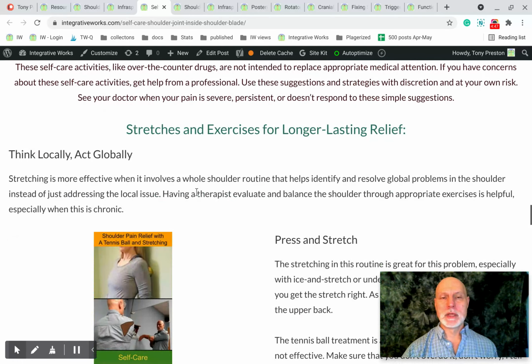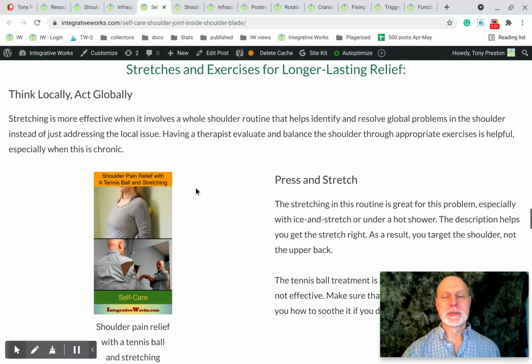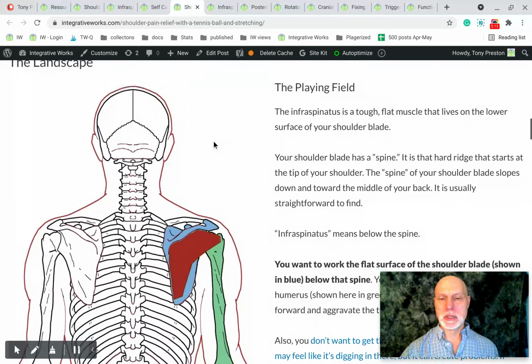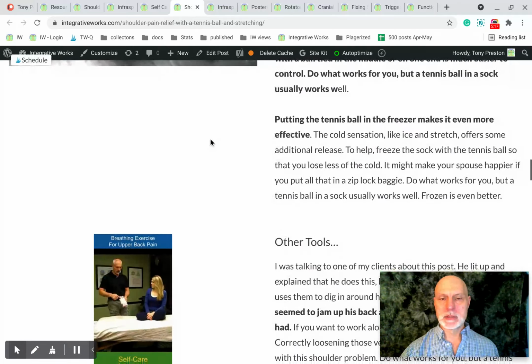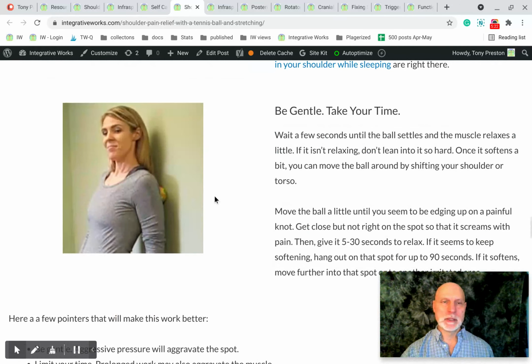Then it goes on to say, here are some stretches and exercises for longer lasting relief. Often in this section, there are exercises laid out just specifically for this post. In this particular post, this shoulder pain routine for stretching and rolling with a tennis ball is used for more than one muscle, and so it has its own post where it goes through that exercise in more detail, telling you all of the information about how you might do that.